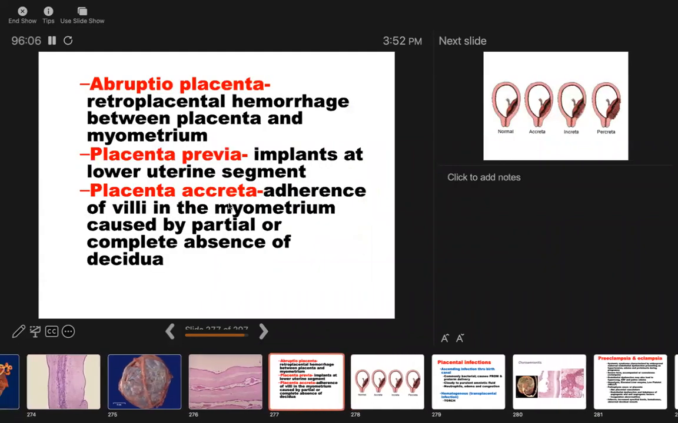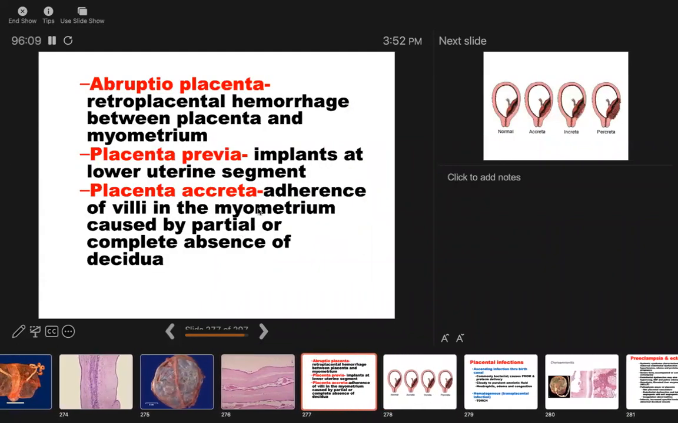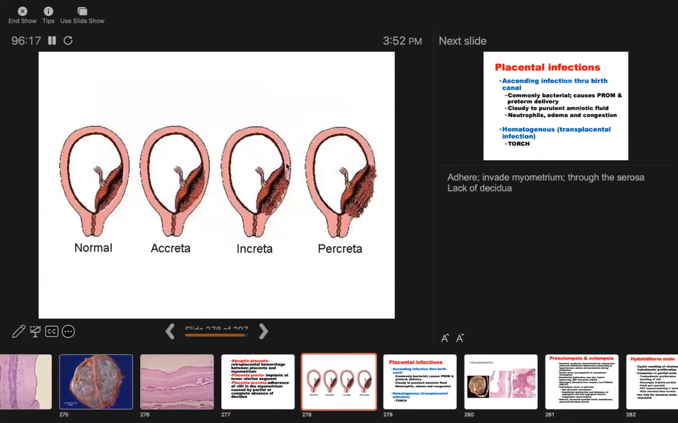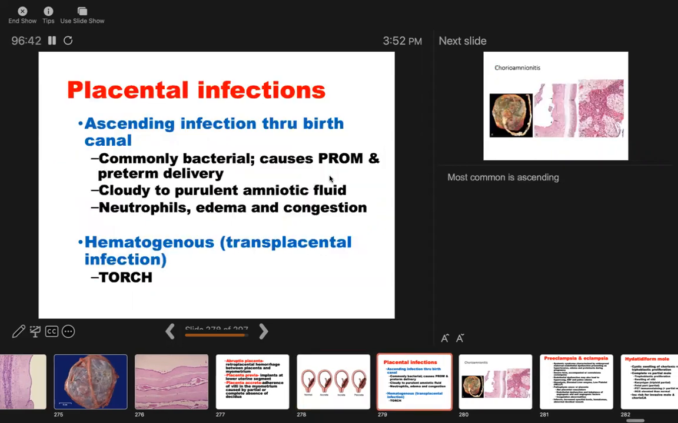Okay, so accreta is only the superficial layer of the myometrium because you do not have the decidua, or is it involving the inner layer of the myometrium, which is increta, or is it in a manner that it can actually extend up to the serosa and cause uterine rupture? This is what you call percreta. So how do you treat this? Well, you do CS or cesarean section and may even end up with hysterectomy, delivery of the baby with hysterectomy.